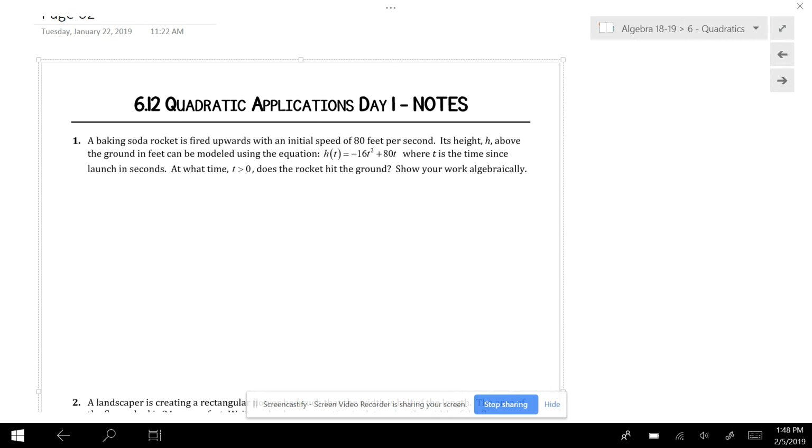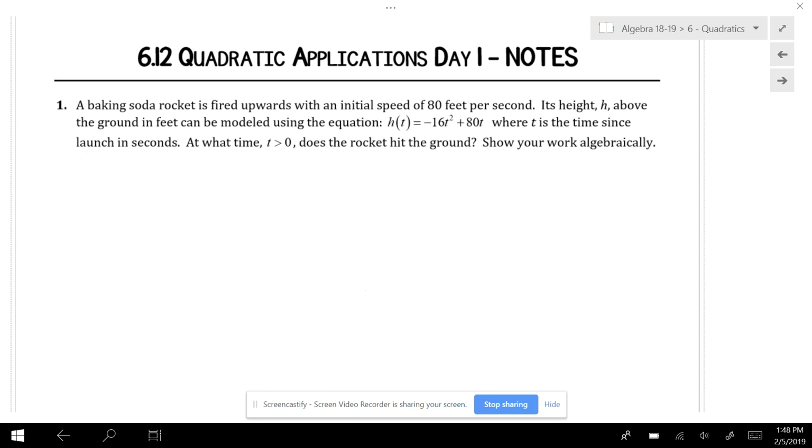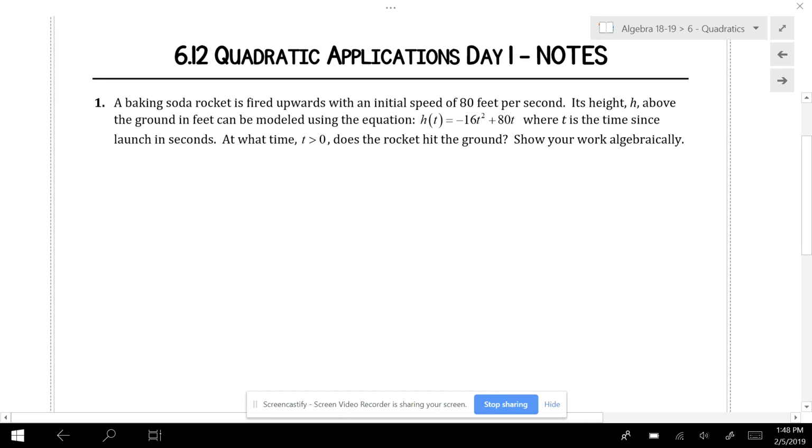Okay, so what we're going to be doing today is circling full circle back to what we did in the beginning of the unit, but now we're going to use algebra to answer these questions. Apologies, they are word problems, so put on your thinking caps, and here we go.